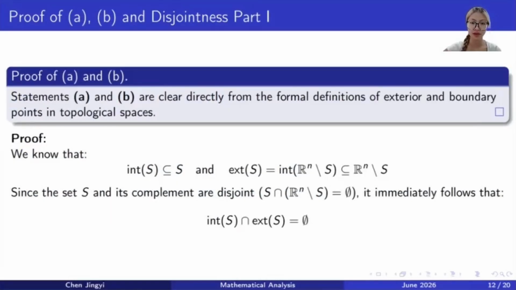Let's prove it. First, we prove A and B. It is clear directly from the formal definition of exterior and boundary points. We know that int S is inside S and exterior S equals int of Rn except S, also inside Rn except S. Since the set S and its complement are disjoint, it immediately follows that int S intersect exterior S equals the empty set.